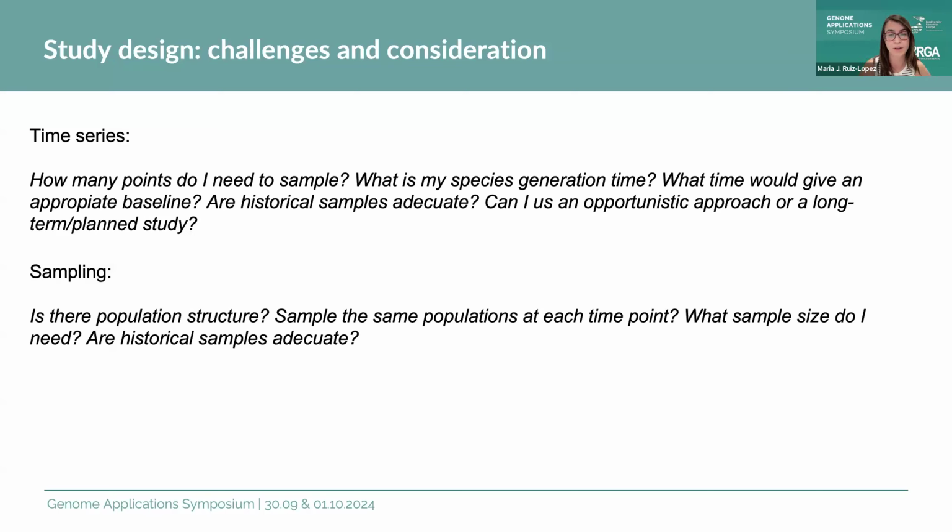And regarding sampling, it is important to make sure that we are sampling the same populations at each time point. So it is very important to consider whether we have population structure, what sample size we need, or whether historical samples are adequate. These are some of the common questions we frequently come across when designing our temporal and historical sampling studies.